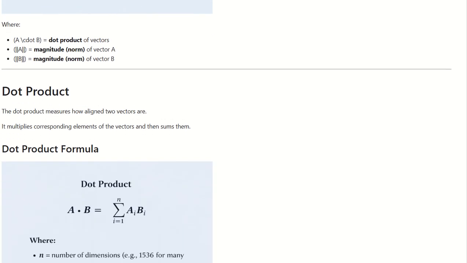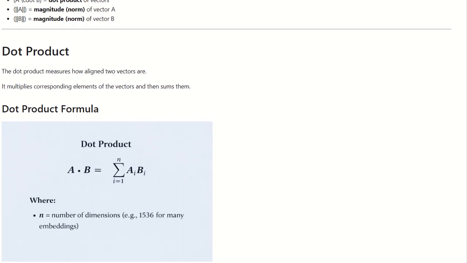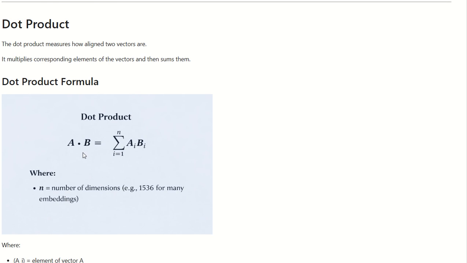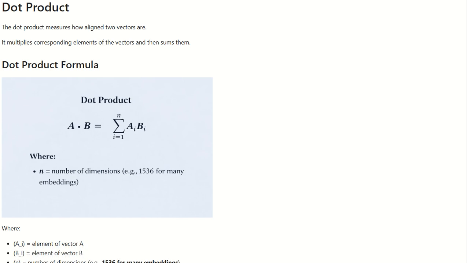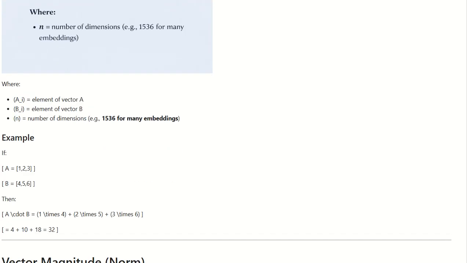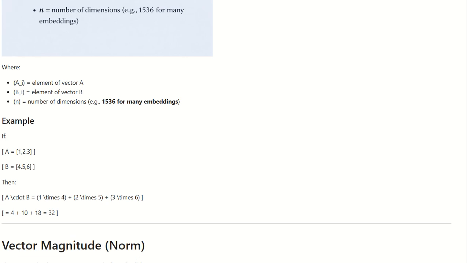So we can go in depth into the dot product formula. The dot product a dot b equals the sum of a_i times b_i, where n is the number of dimensions. For example, you can take 1536 for many embeddings. a_i is the element of vector a, b_i is the element of vector b, and n is the number of dimensions.